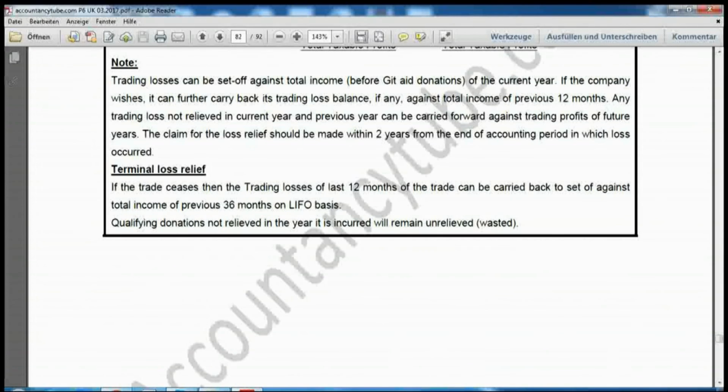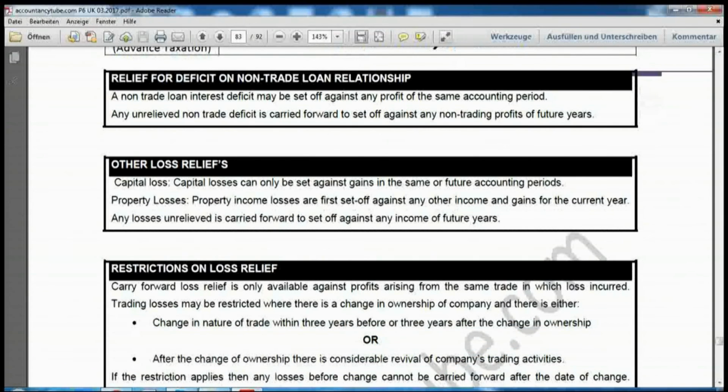All right. Now, on the next page, it says relief for deficit on non-trade loan relationship. The non-trade loan relationship I've already mentioned. When you take the loan for non-trade purposes, and you pay some interest on that, that will be deducted out of the interest income. Say for example, interest income less interest paid is coming into negative. If it is coming into negative, that would be a loss. Now we're talking about the loss. Relief for deficit on non-trade loan relationship.